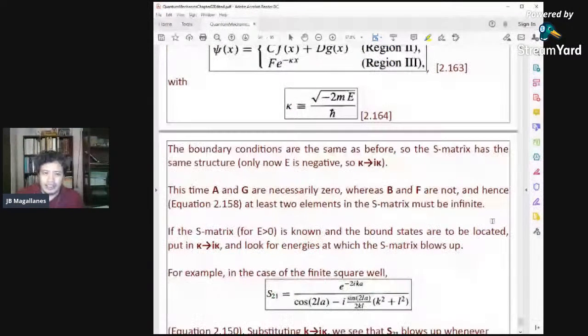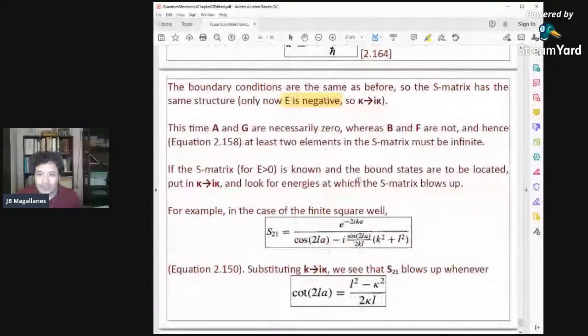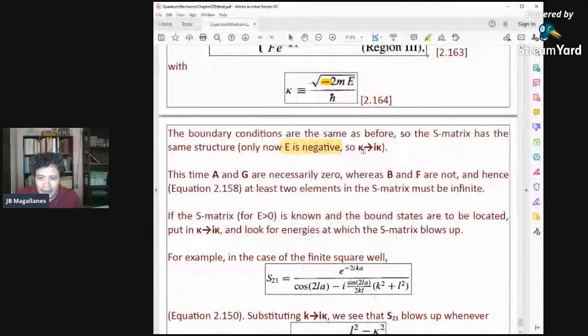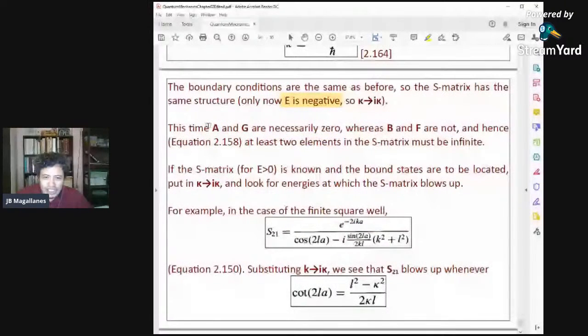So the boundary conditions are the same as before. The S matrix has the same structure, only that E is negative. In this case, E is negative. That's why you have the negative sign here. So you have to change kappa into ik. This is not I kappa, but ik. And this time, you have to set A and G equal to 0 for the bound states. And of course, B and F are not 0.